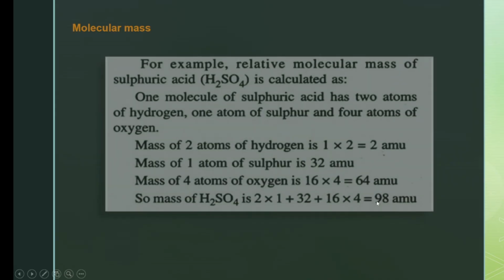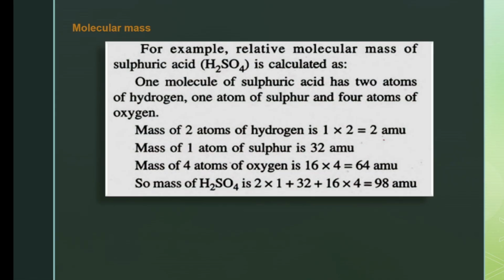Next part is molecular mass. We are asked to find out the molecular mass of sulfuric acid. So what will we do? First we find out how many atoms of hydrogen are there. Here we have 2 atoms of hydrogen. We know that the atomic mass of one hydrogen is 1 AMU. So 1 into 2, the mass of 2 hydrogen atoms is 2 AMU.